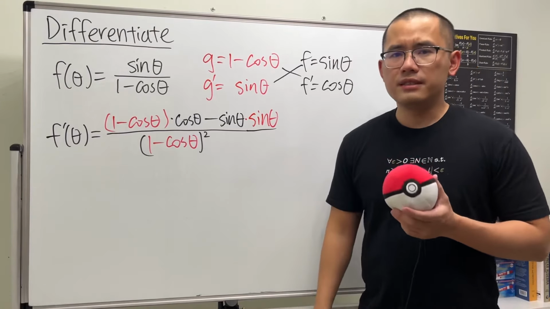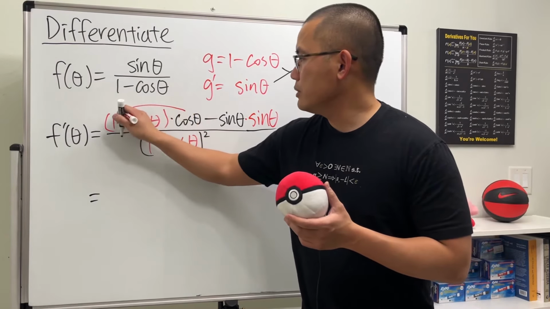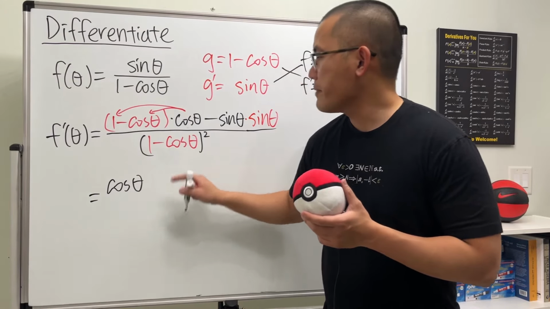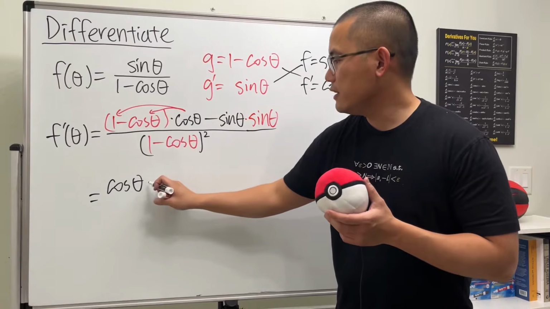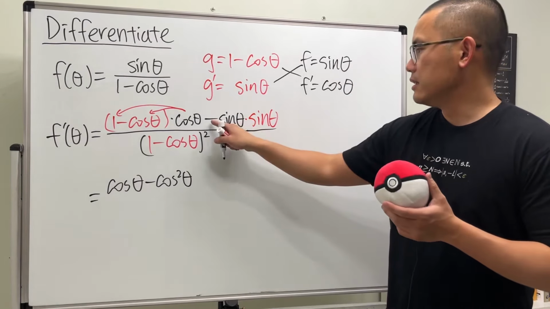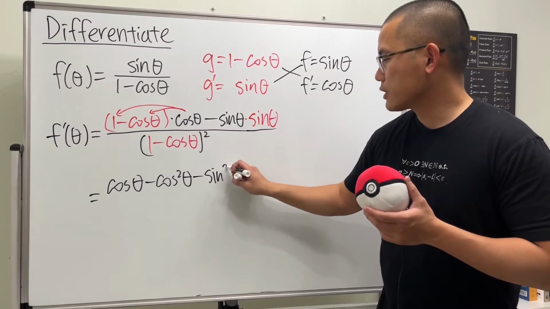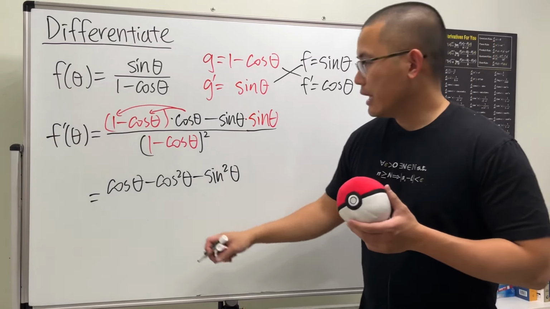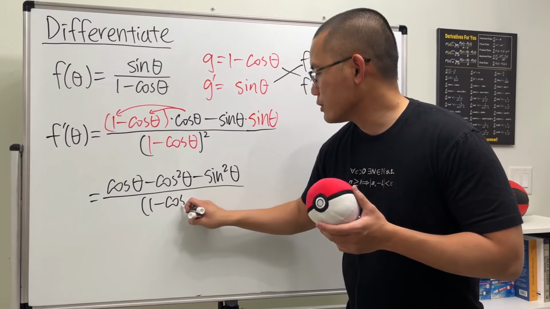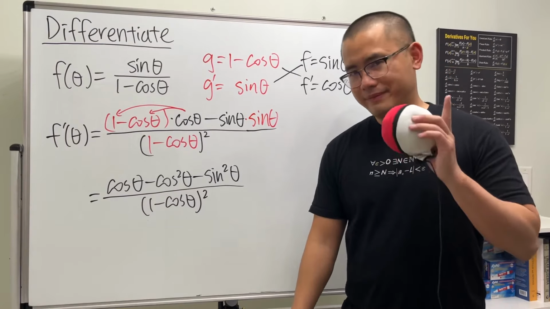Alright, let's see if there's anything that we can possibly do. Here we will have to distribute. So this times that is cosine theta, and this times that we have negative cosine square theta. And next, this is just this times that, so negative sine square theta. So far so good. And all divided by that, which is 1 minus cosine theta, and then we square that.